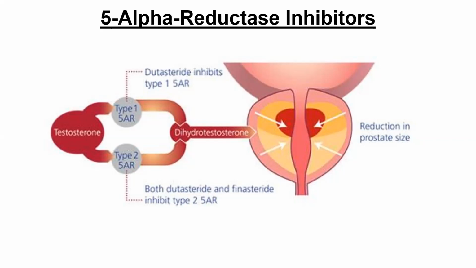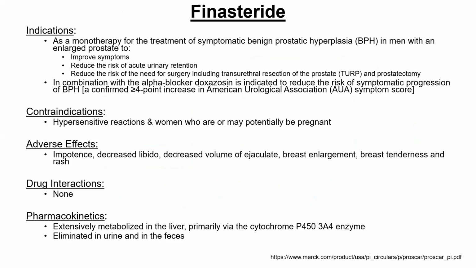So that's how 5-alpha reductase inhibitors work in the treatment of BPH. The first drug is finasteride, which is used as a monotherapy for the treatment of symptomatic BPH in men with an enlarged prostate. There are 3 ways: improve symptoms, reduce the risk of acute urinary retention, and also reduce the risk of the need for surgery, including transurethral resection of the prostate. I honestly have no idea what that entails, but that's what this drug is indicated for.